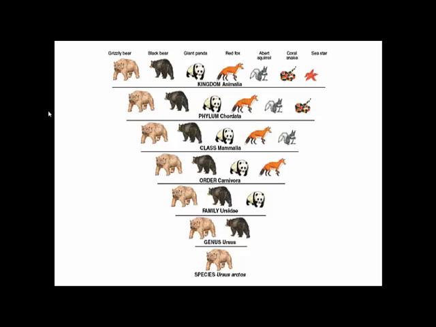Why is the grizzly bear further down than the black bear? It's just because that's the one we chose to follow all the way through. It's an arbitrary choice. For humans, no other organisms are in our species and genus, and family. We're the only members.